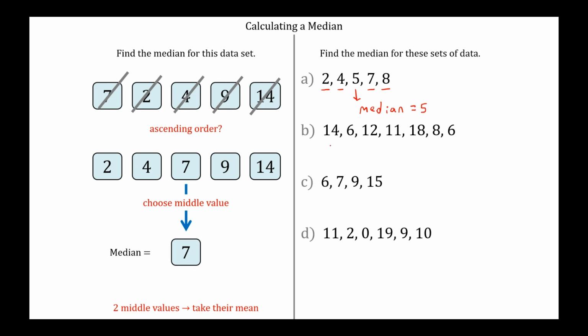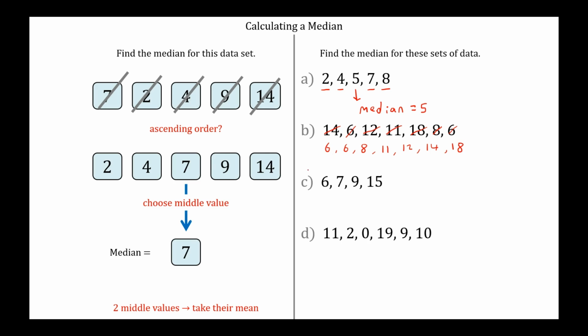Okay, great. Now for B, let's start organizing it. So my smallest value is 6, so I'm going to cross that out and write 6. Second smallest is 6. Let's do the same. Then I'm going to have 8. It's my third smallest value. Then I'm going to have 11. Then 12. Then 14. Then I'm going to have 18. Okay, so these are my data points here.